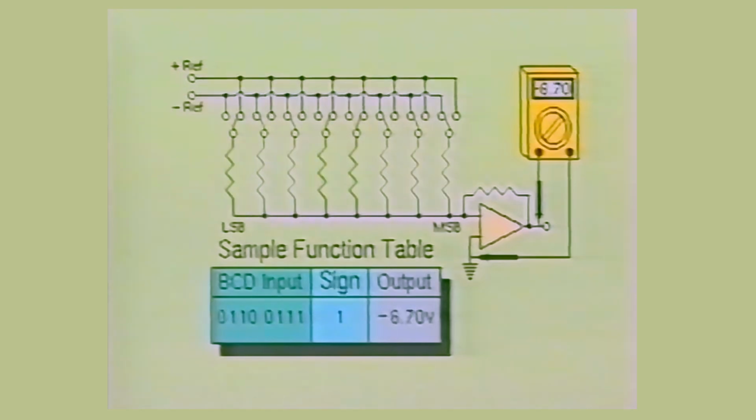The bipolar digital to analog converter circuit uses 2 reference sources. One is positive and one is negative. A sign bit is used to control which reference source is to be switched in for a given input code. Notice that when the sign bit is 0, the output is positive going in its transition, and when the sign bit is 1, the output swings negative.